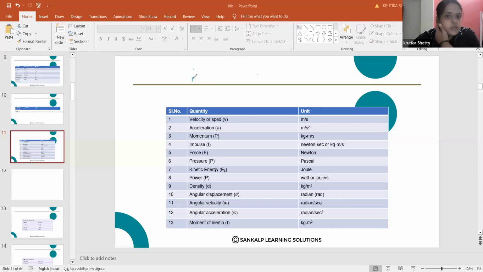So here the force is expressed in terms of mass into acceleration. So mass is in terms of kg. Acceleration, we just did it, it is meter per second square.